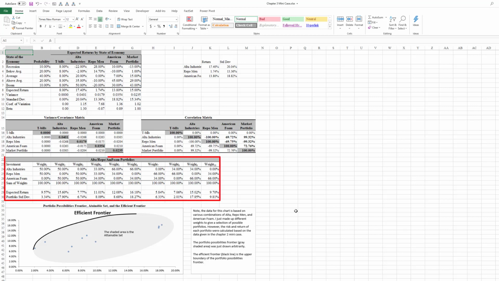And then below there, I have various combinations of Alta Industries, Repo Men, and American Foam, and then I calculate the expected return of these portfolios and the standard deviation, and I've plotted them, and you can see the efficient frontier and the feasible set and the individual securities and portfolios that plot in there. So this is just some extra practice problems that you can do.